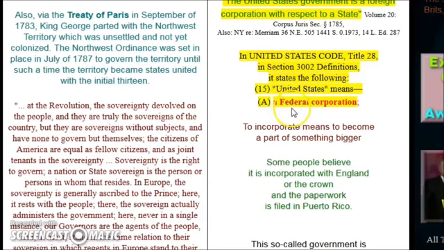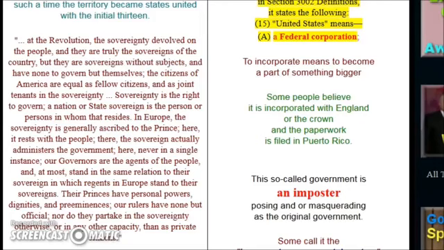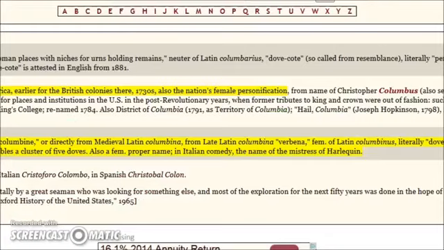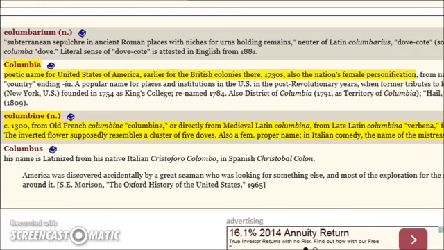And then just to hit home the point of the name District of Columbia, let's go over here to what the name means under etymology. Etymology is the root words, where words come from originally. Now we see under Columbia, the poetic name for the United States of America, earlier for British colonies there. So they were calling it Columbia way back in the 1730s. Also the nation's female personification.